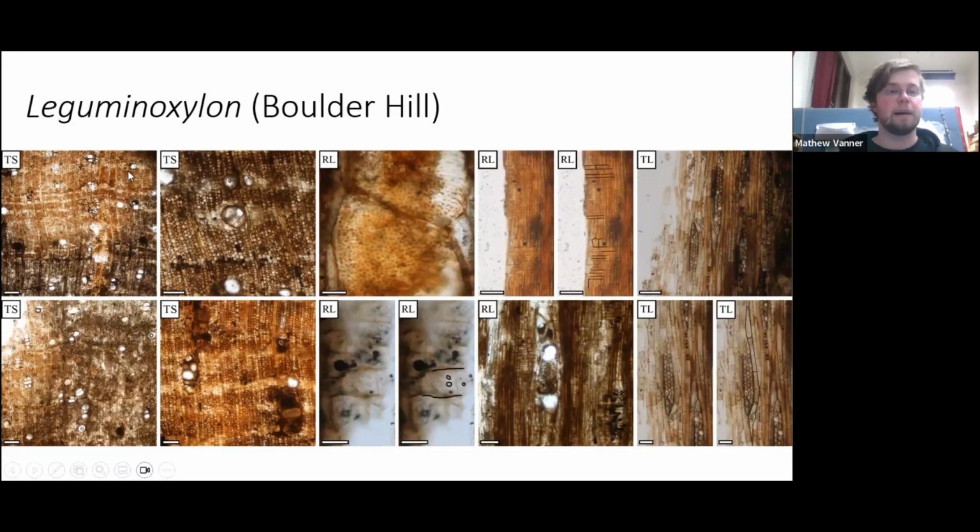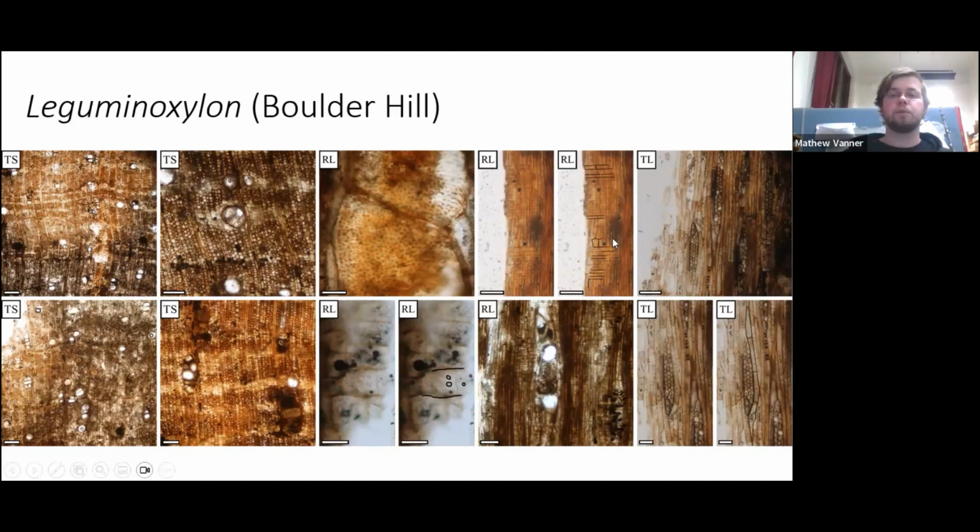You have these vessels, which may be solitary, but they also may be in these kind of irregular clusters. You have axial parenchyma, which is in these long tangential bands, as well as in these wing-shaped loops around the vessels. You have incredibly minute intervessel pitting. So this is the pitting in between two adjacent vessels.